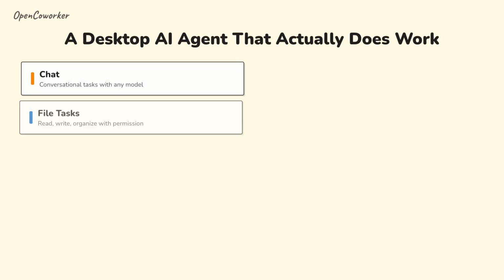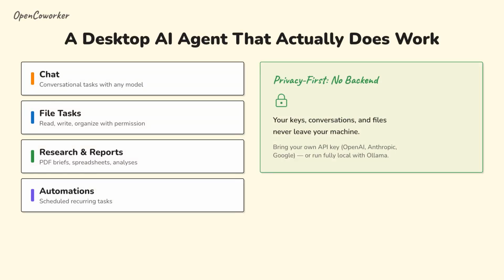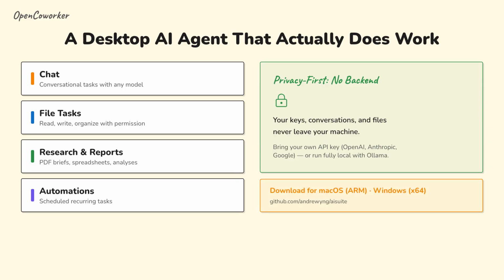OpenCoworker does all three. OpenCoworker is a desktop AI agent that lives on your computer. You can chat with it, hand it your files, ask it to research topics, and it produces real deliverables: PDFs, spreadsheets, reports. It speaks the Model Context Protocol, supports scheduled automations, and has no back-end server. Your keys and files never leave your machine.